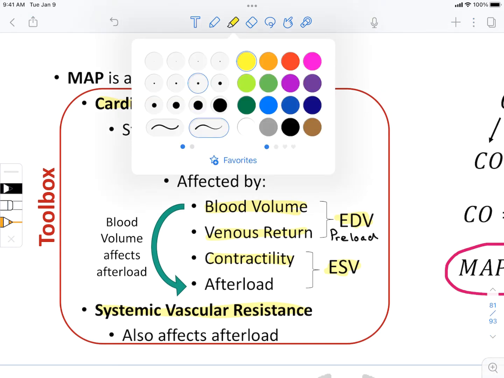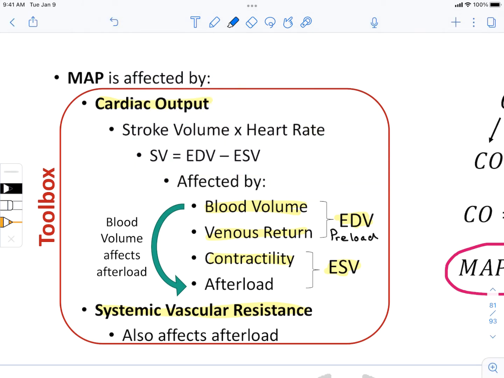On the other hand, afterload tends to lower stroke volume because it creates this resistance that the stroke volume has to work against. Interestingly enough, while increases in blood volume increase venous return and end diastolic volume, they also affect afterload. So blood volume has both a positive and a negative component in terms of affecting the function of the heart. If we increase blood volume, most of the time it's going to lead to an increase in cardiac output, but it's also important to understand that it's going to increase afterload.